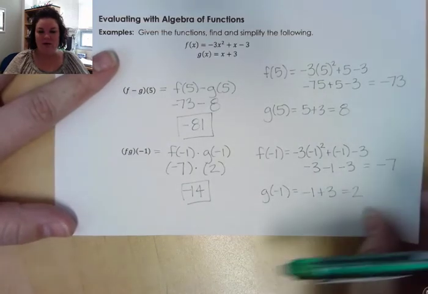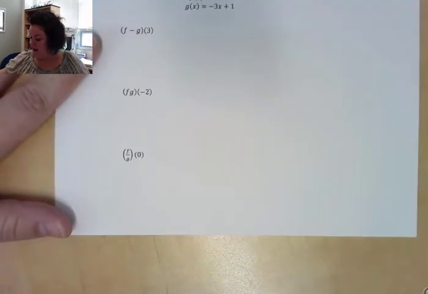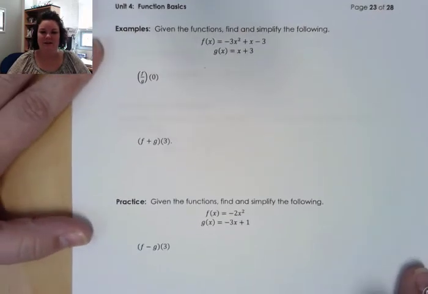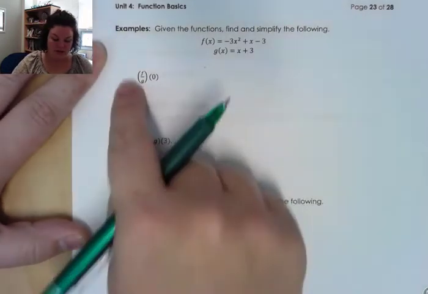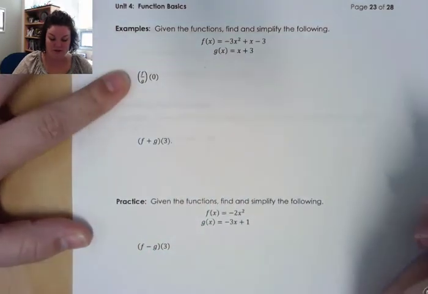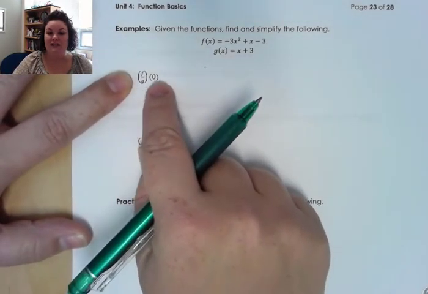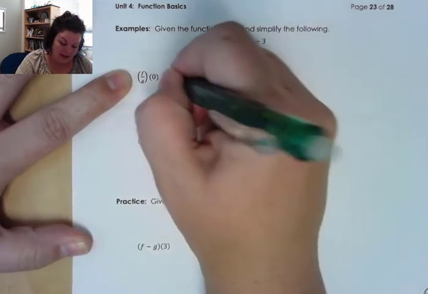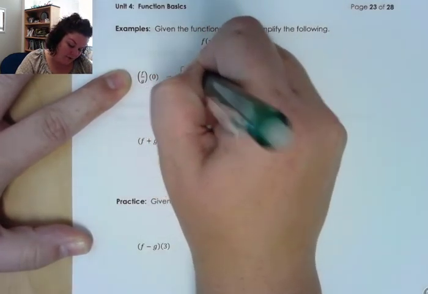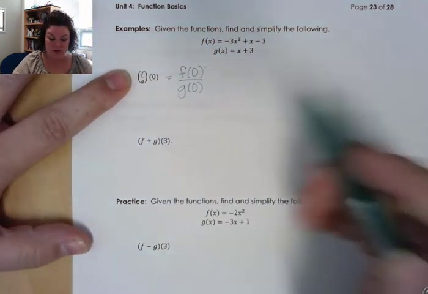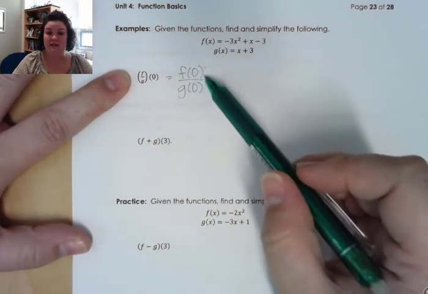All right, I have a couple more examples to do on the next page, and then I'll let y'all try some. So same idea here, just trying two new operations, two new functions, or maybe the same function of the last page. All right, so f over g evaluated at 0. Again, this just means f evaluated at 0 divided by g evaluated at 0. So I need to figure out what these two things equal.